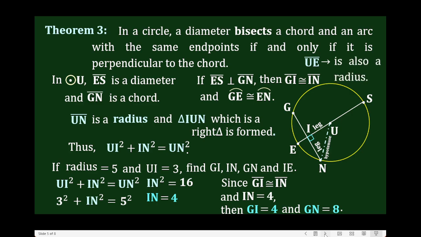So it's a radius. IE is actually the difference between segment UE and segment IU. Substituting their given values, UE is 5 minus UI, which is 3. So your segment IE has a length of 2. So these are your answers.